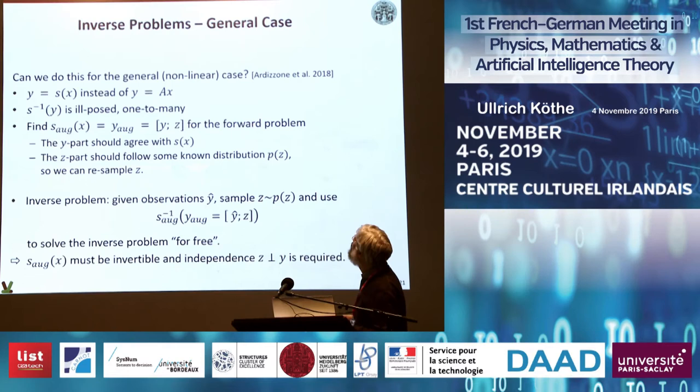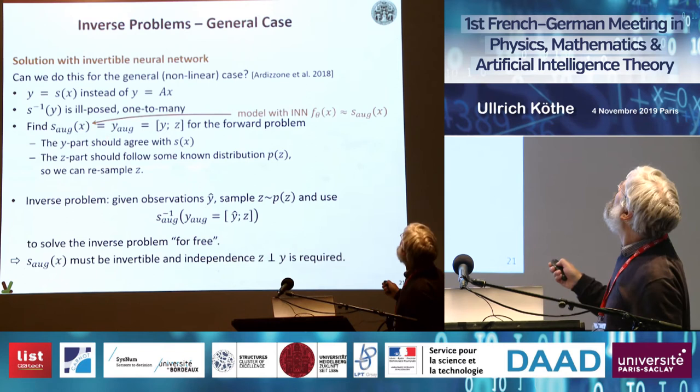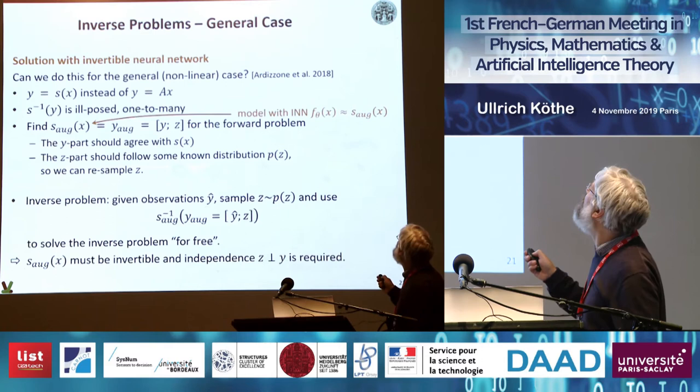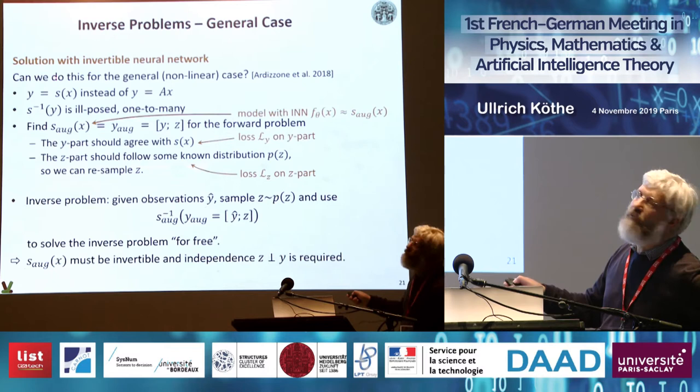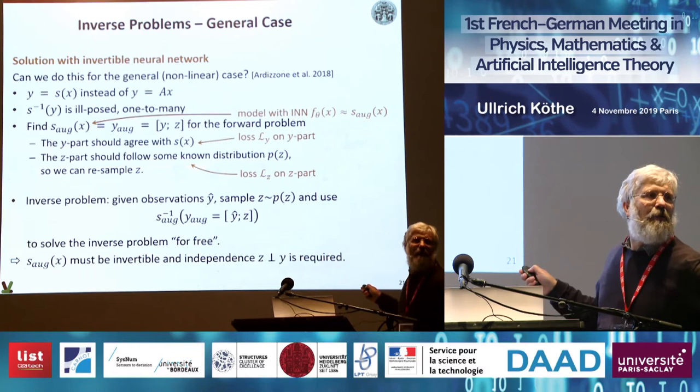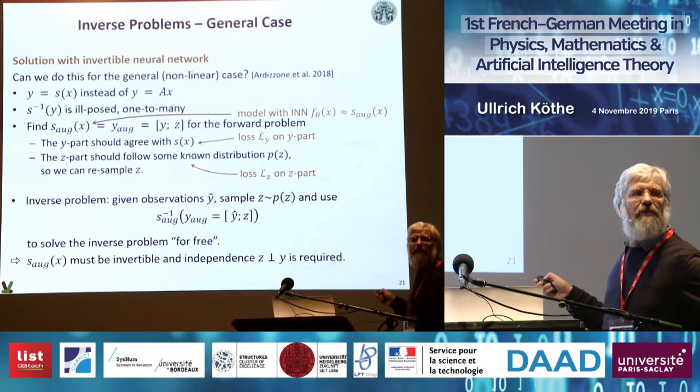So now, this slide I already showed, the nonlinear version of the inverse problem. So how do we solve this with invertible neural networks? Now the augmented transformation from x to the augmented space is implemented by our forward process in the neural network, f theta, where theta are the parameters of the network. And in order to ensure that the y part agrees with the known physical forward process, we use a supervised loss, L_y, on the y part of the network output. And in order to ensure that the z part follows some known distribution, we use an unsupervised loss on the z part.